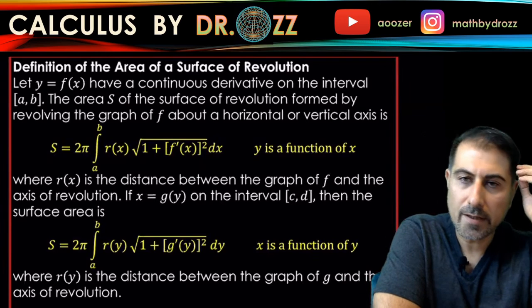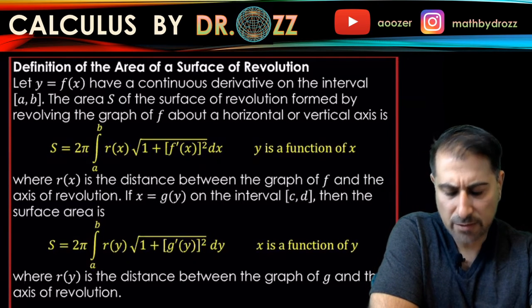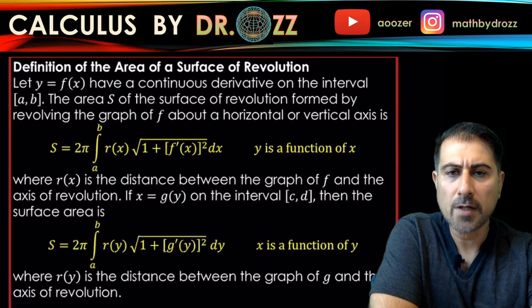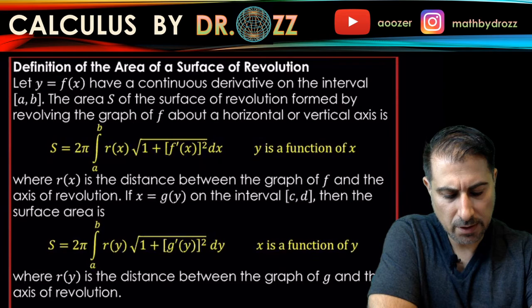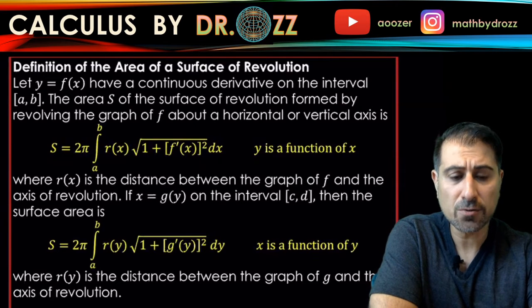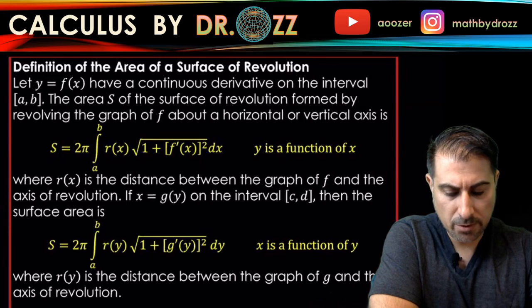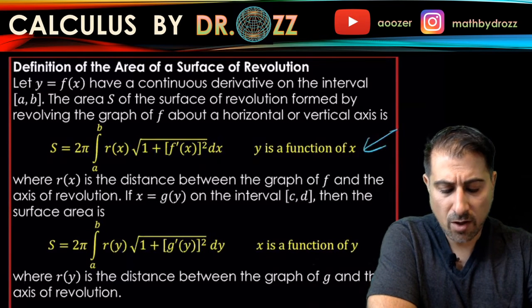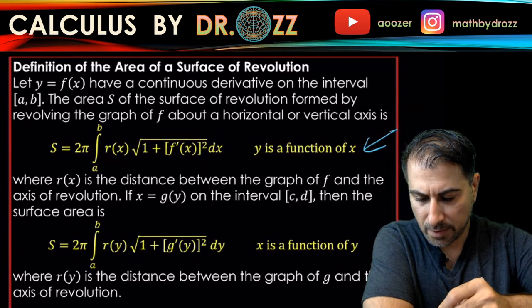And here is the definition of the area of a surface of revolution. We have, in fact, two different formulas here, so please make sure that you have the right one to go with. We are given y as a function of x, so we're going to go with the first formula, and I'm going to try to utilize that. And r is sort of like the radius of the revolution.